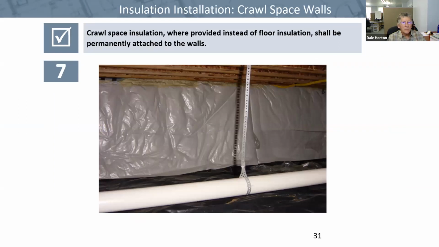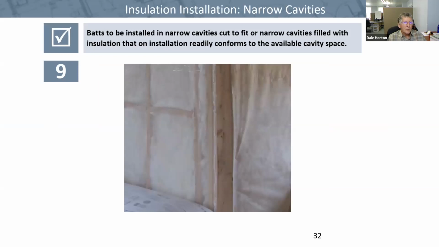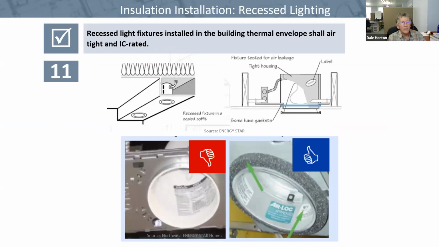Crawl space insulation must be attached permanently to the walls. You are to cut and fit batt insulation in small spaces. In other words, you're not to just stuff it in there. And then the recessed fixtures have to be airtight and IC rated. IC means you can put insulation over it; the fixture has been designed to accept insulation over the top.